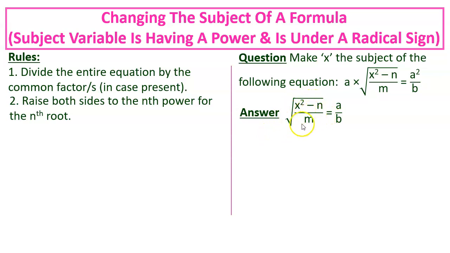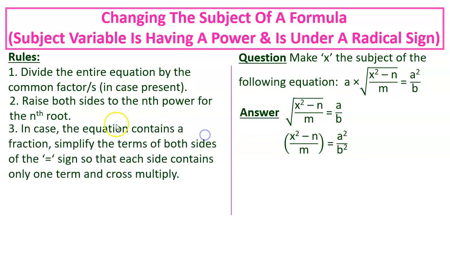Because in this case it is the square root, we will be squaring both the sides. And after squaring, we have x to the power of 2 minus n over n on the left hand side, and it is a to the power of 2 over b to the power of 2 on the right hand side.